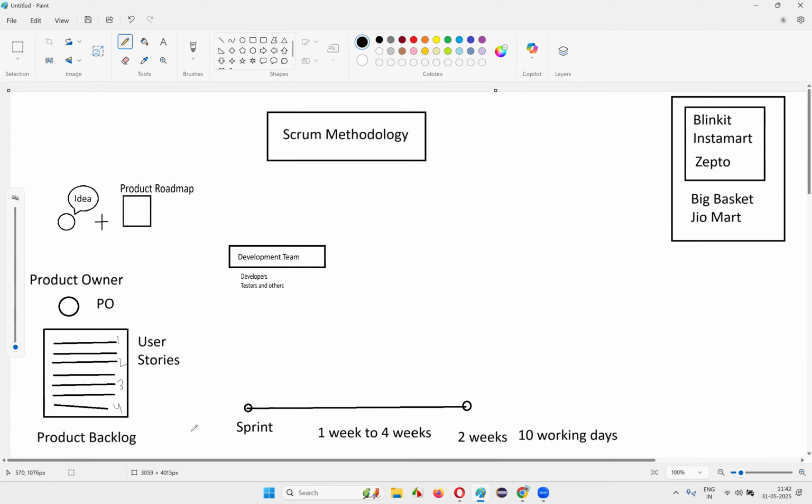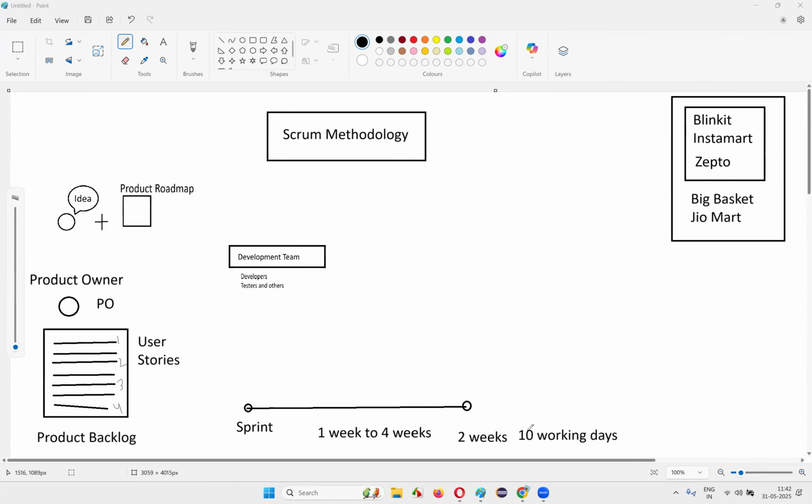The prioritization will be done. The product owner will prioritize these requirements. Which requirements should be implemented first? Which requirements can be delayed later? Out of hundreds of requirements, the product owner will try to prioritize them. Able to understand this, guys? The product owner will prioritize the requirements.